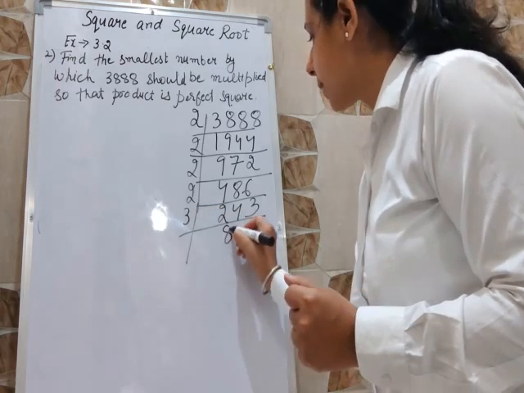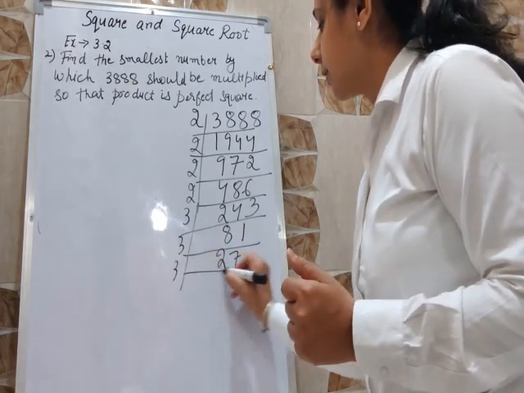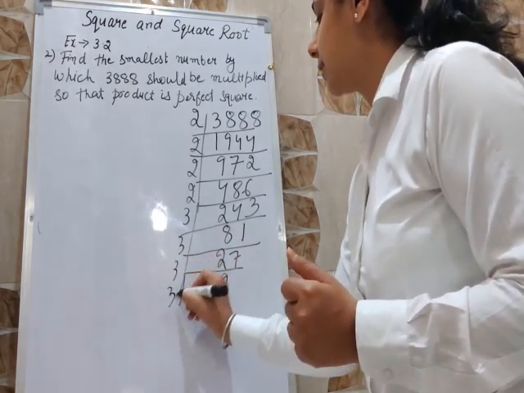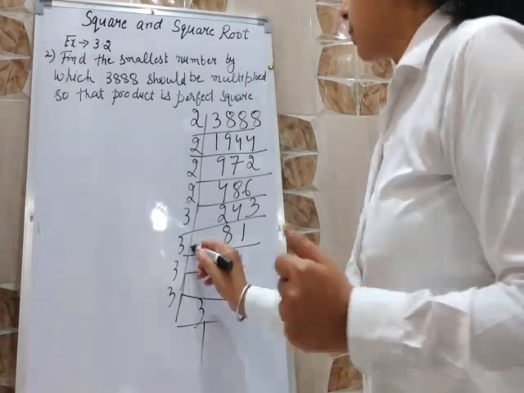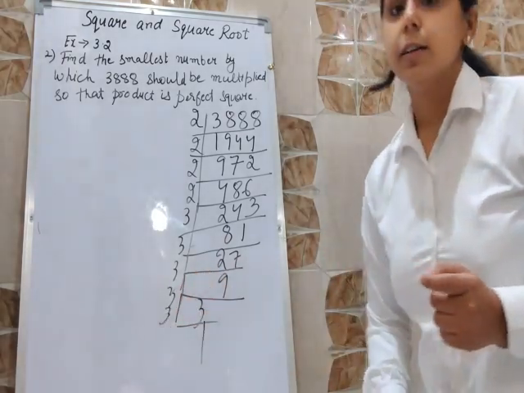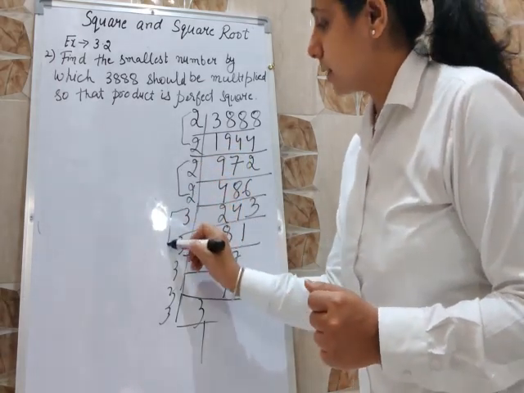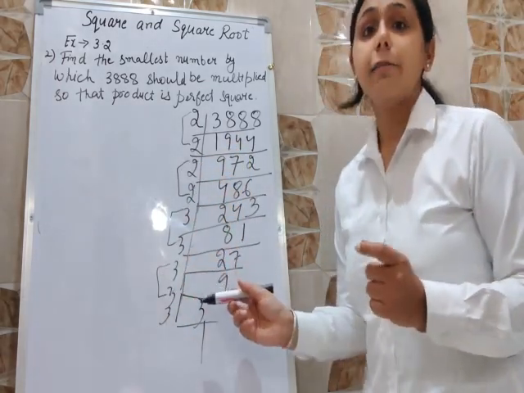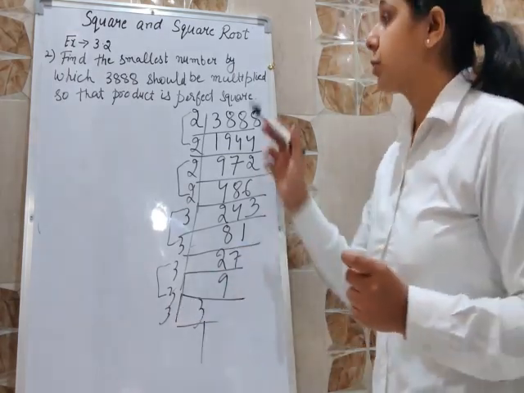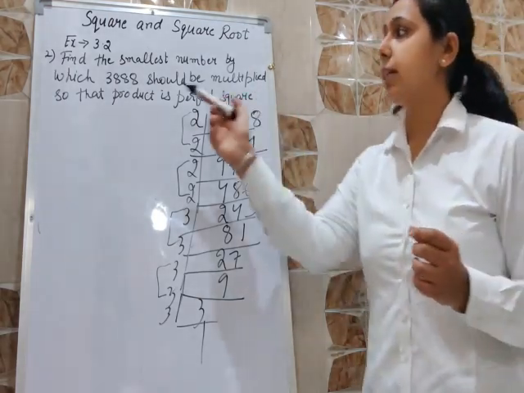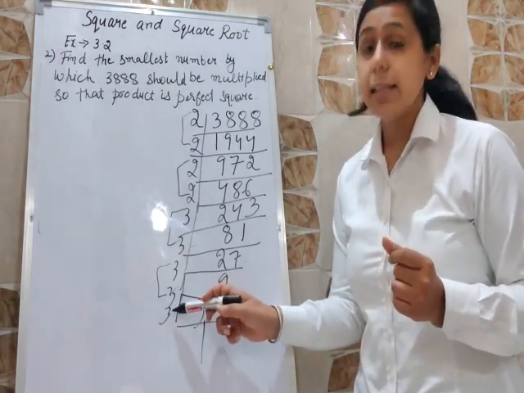That is the table of 3. Again 81, 27, 9 and 3. So 81, 27, 9 and 3. So what do you get here? 2 square, 2 square, 3 square, 3 square, and one 3 is extra because I can't make a square of that 3. So the question is to find the smallest number by which 388 should be multiplied so the product is a perfect square. So that number is 3.